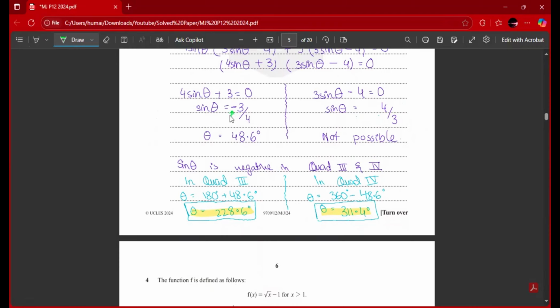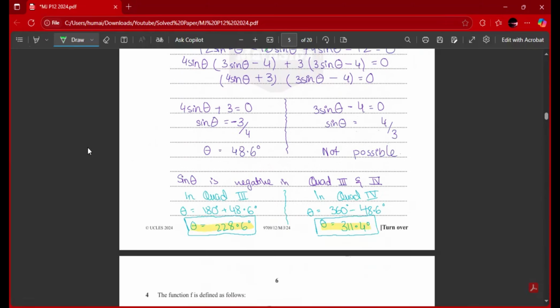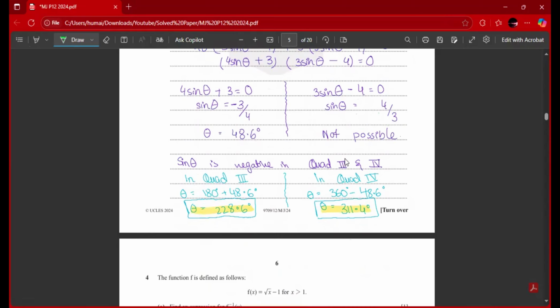So now we have a negative sign here. Negative, negative. Ignoring it, we take the inverse, we get 48.6. We are writing in degrees because they give the range in degrees. Then we know that sine theta is negative in quadrant 3 and quadrant 4, meaning that according to this y-axis and x-axis, add sugar to coffee. This is all positive, only sine and cosecant positive, tan theta and cotangent, and cos and secant. Okay, so that means it's negative here, it's negative here, meaning that quadrant 3 and 4.